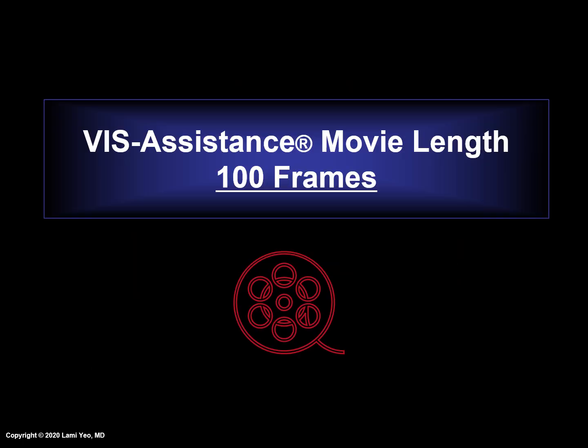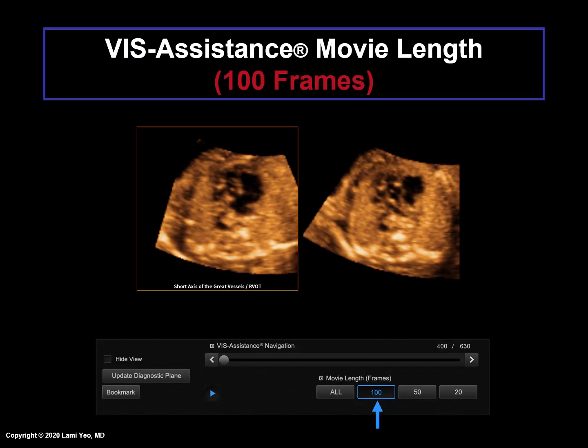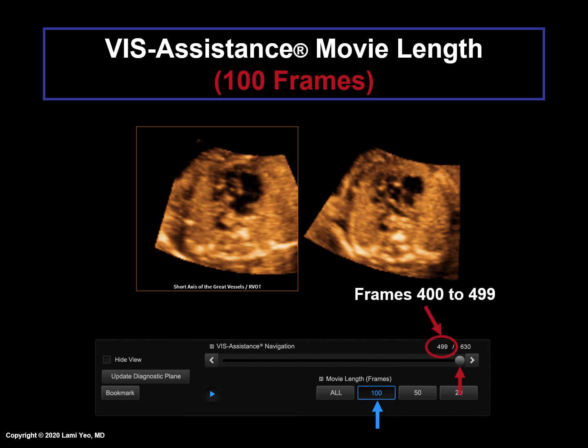If the movie length is set for 100 frames, there will be 50 frames before the frame of interest and 50 frames after the frame of interest. Therefore, the movie will start at frame 400 and end at frame 499. Notice that the original total number of frames within the Visa video clip, in this case 630 frames, is still displayed in the panel.